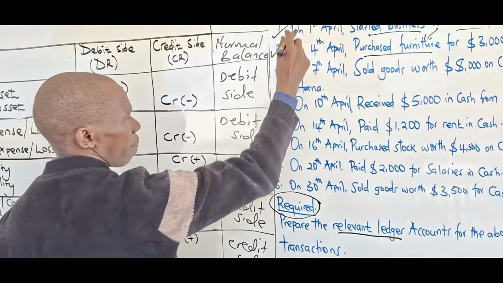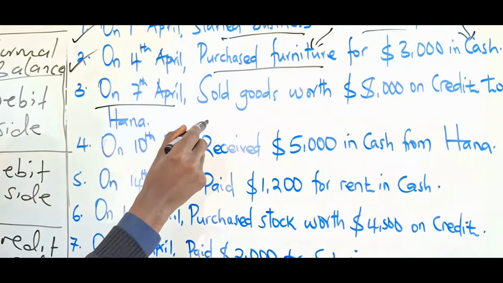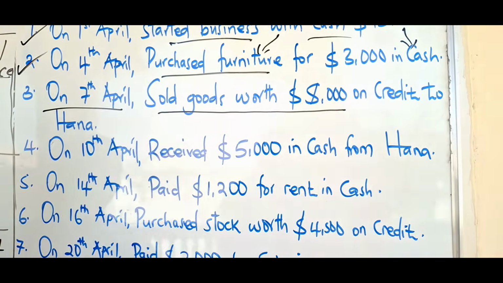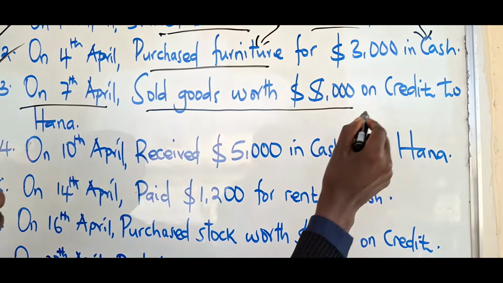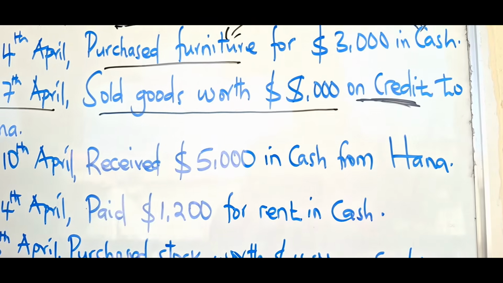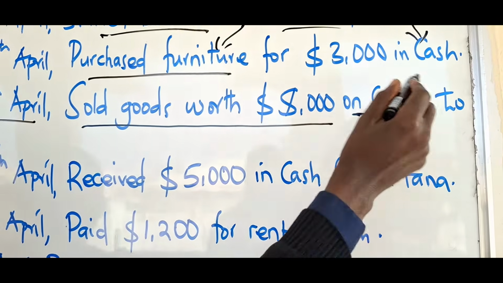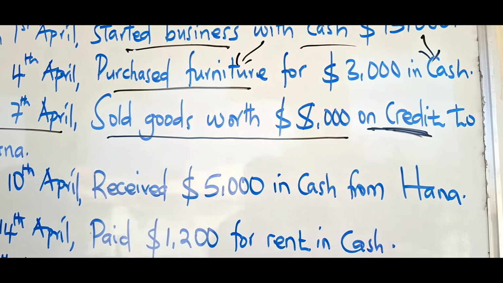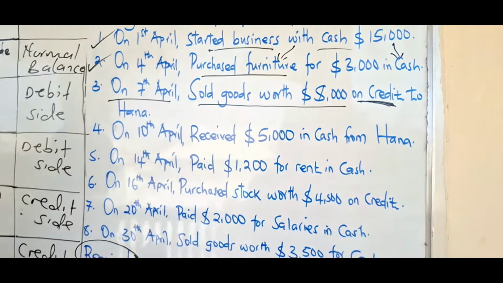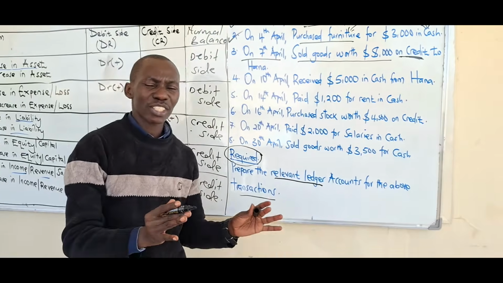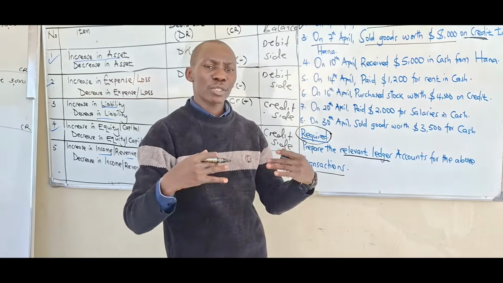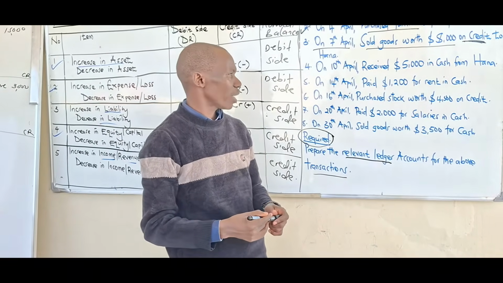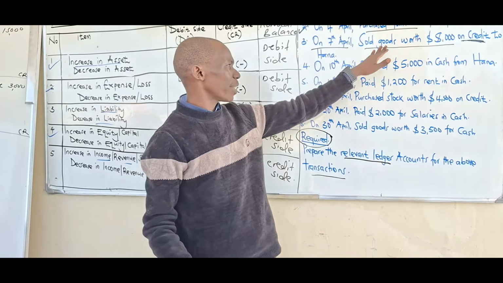Number 3. On 7th April, sold goods worth 80,000 on credit. You see now, if you were recording in the cash book, you wouldn't record this in the cash book. But it must be posted in our ledger account. You can't ignore it and leave it outside there. Whether it is a cash transaction or a credit transaction, it must be posted to the ledger account and summarized there. And the most important thing here is to identify the accounts.